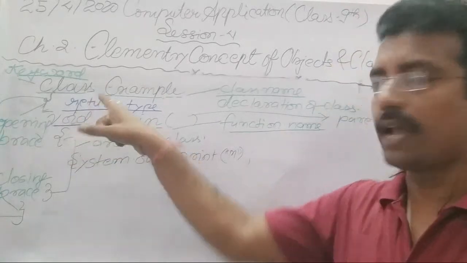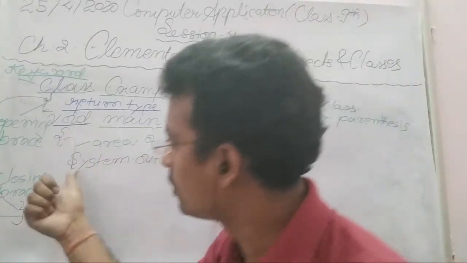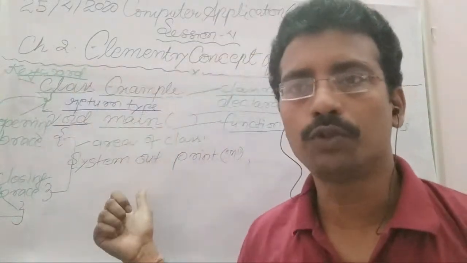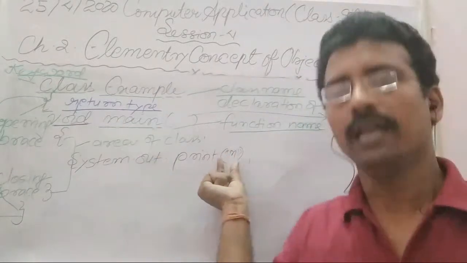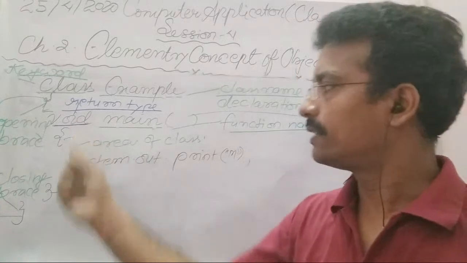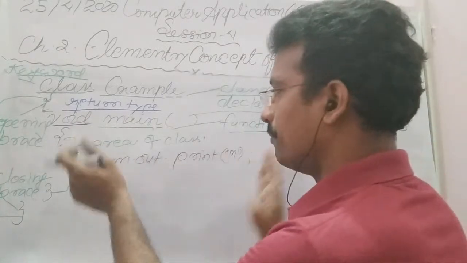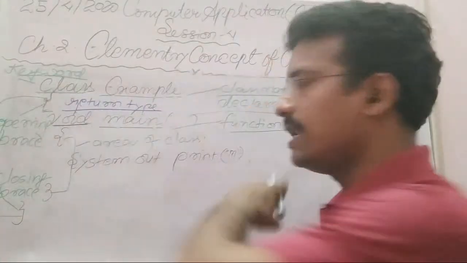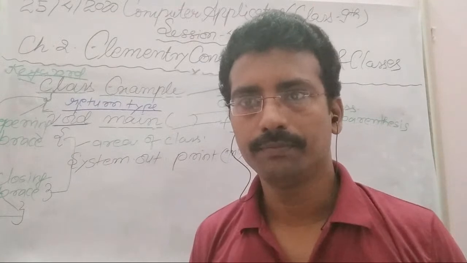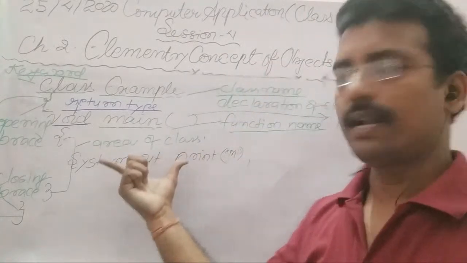This is a return type. Return type void indicates that this function will not return any value to the outer world. Whatever value you are giving is printed inside this block. These printing statements will work for this block, and they will not return any value to the outside world. Is it clear? This way we can understand our program.